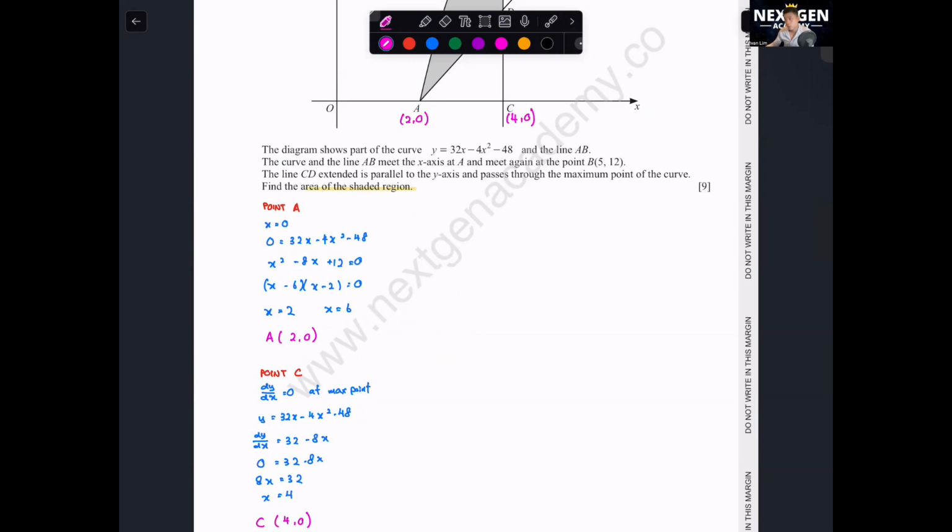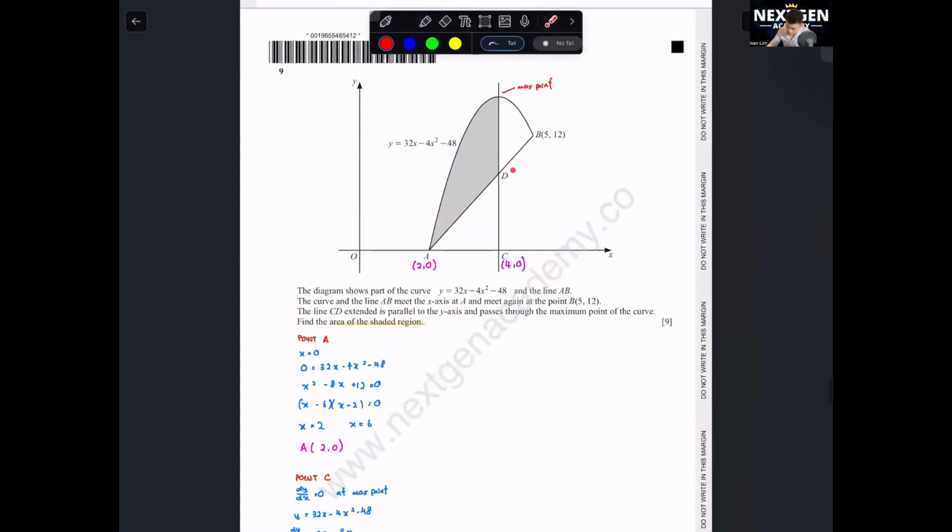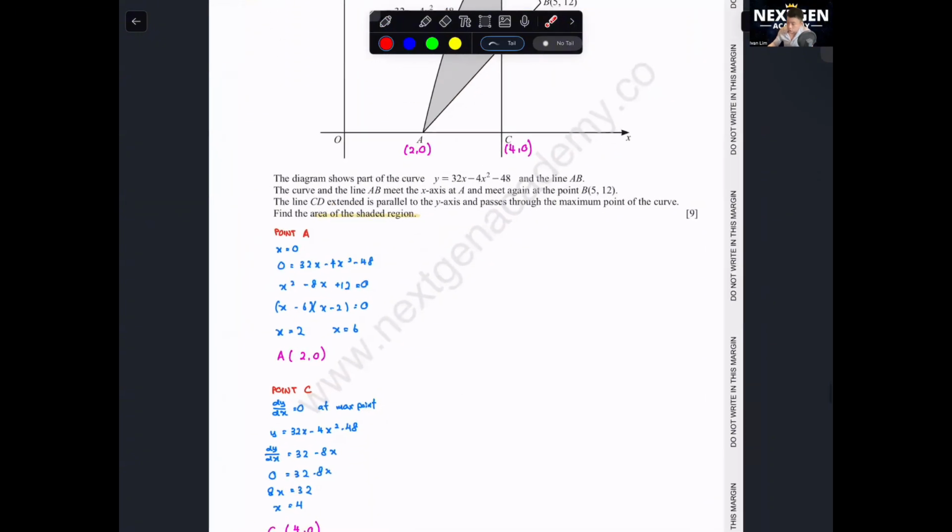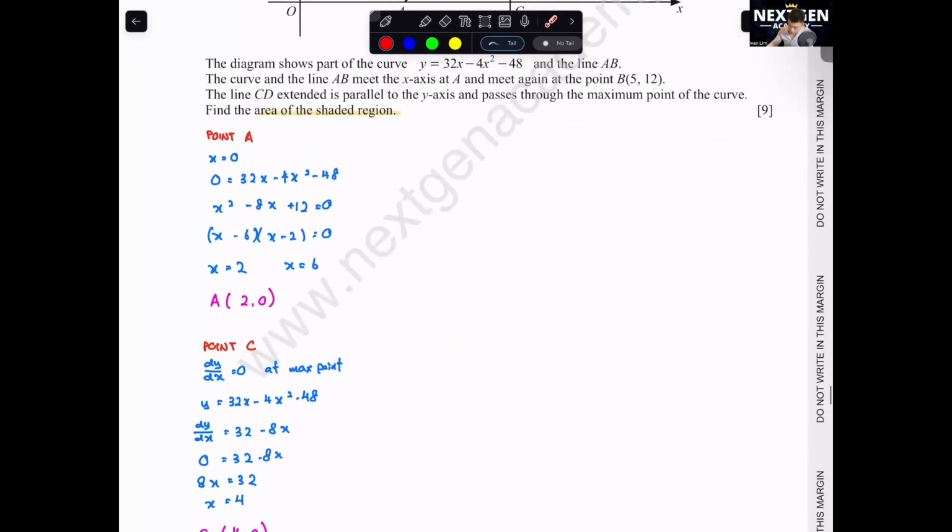Okay, third one. What can I find next? Can I find point D? But before we find point D, let's find the equation of AB first, because I only know that my D here has x equals 4. This is the only thing I know. But I don't know what's the y value here. To find the y value, I need to find the equation of AB. Then I substitute x equals 4 into AB. So let's go to part 3. Find line AB.